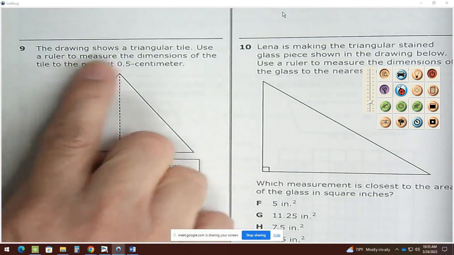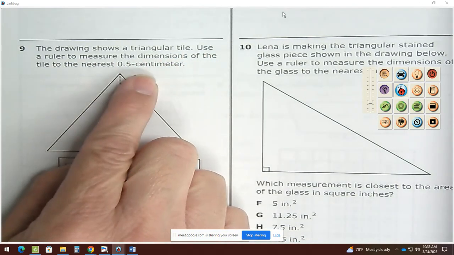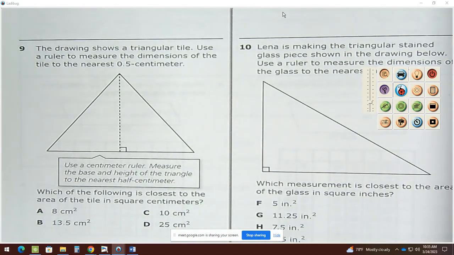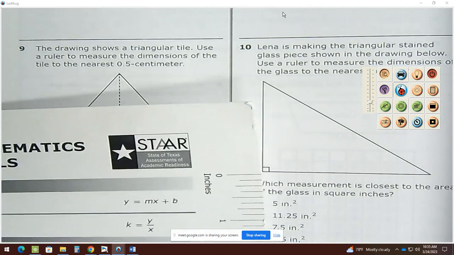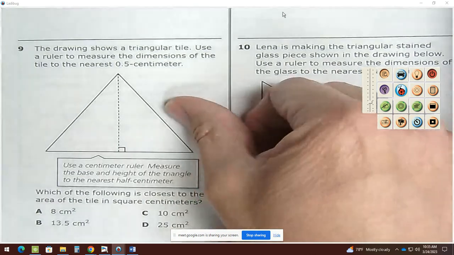So this one says use a ruler to measure the dimensions of it to the nearest 0.5 centimeters. So let me use the ruler. And they want centimeters, so I'm going to use the ruler where I need to. They want the area, look, the area. So you tell me what do I need to measure. Do I measure this side right here?